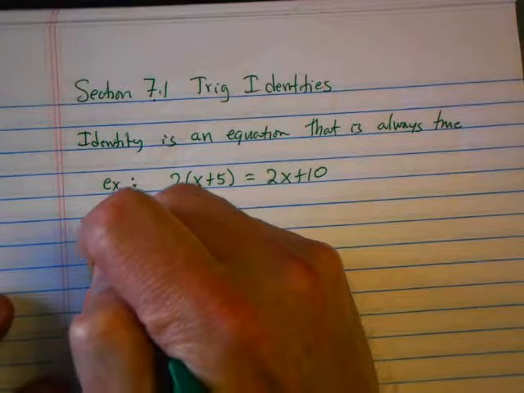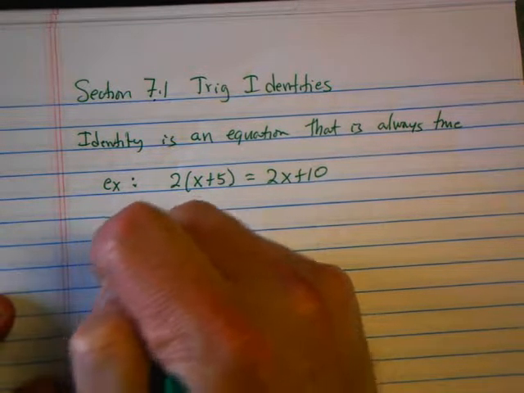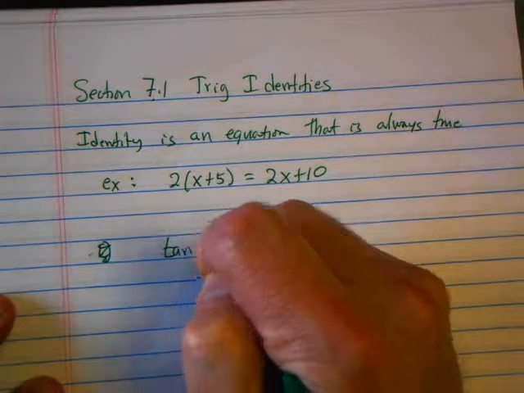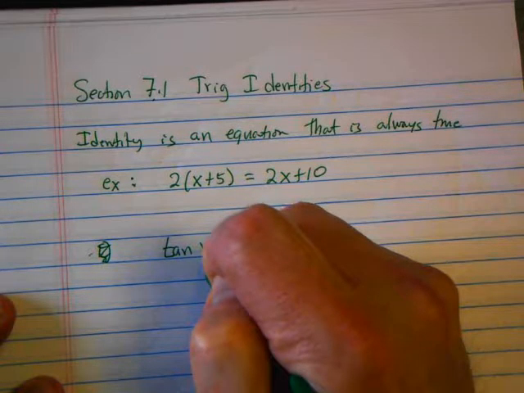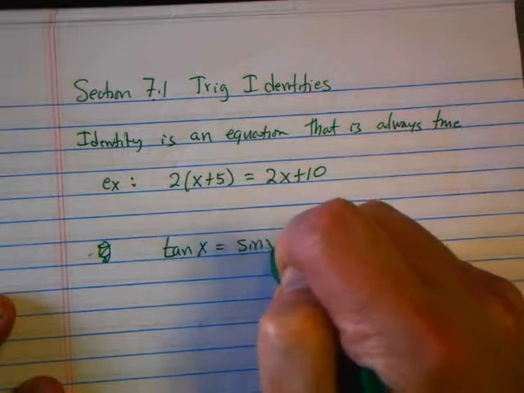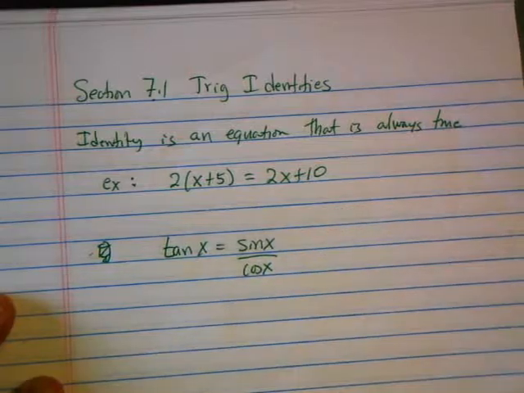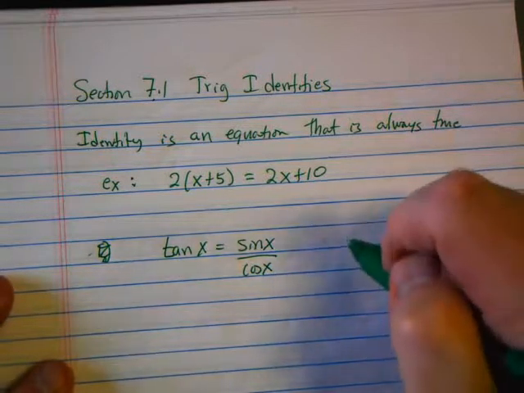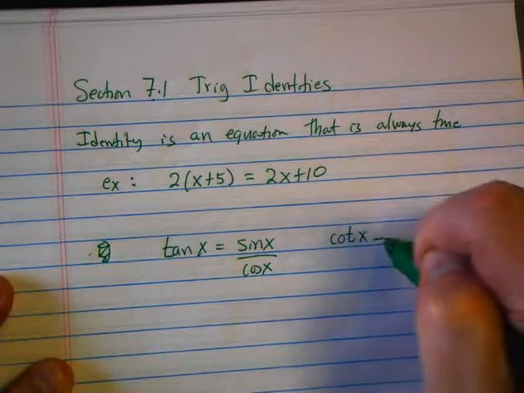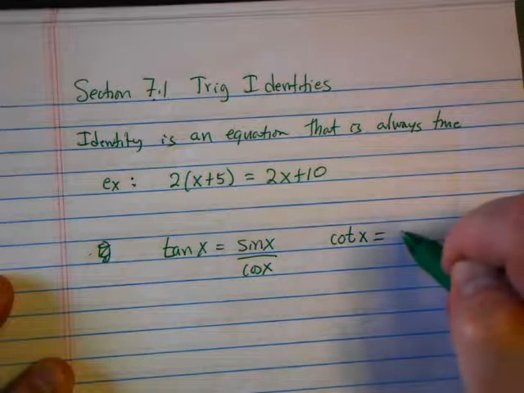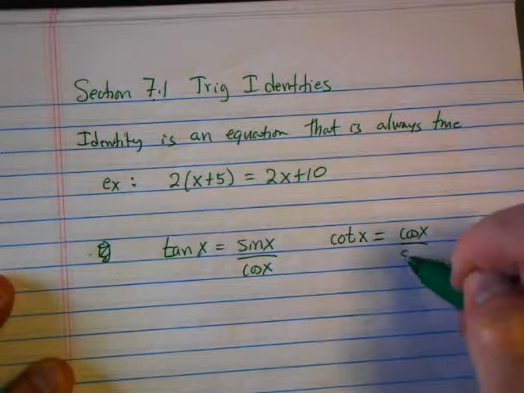Here's a list. Tangent of x is sine x over cosine x. There's an identity. And we have another one about cotangent. Cotangent x is cosine x over sine x. So there's a couple identities we know.